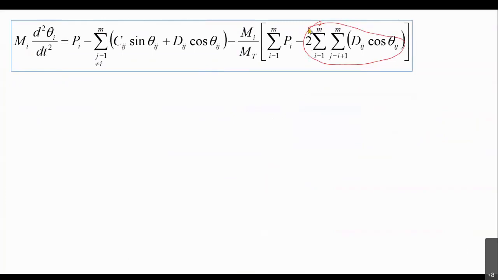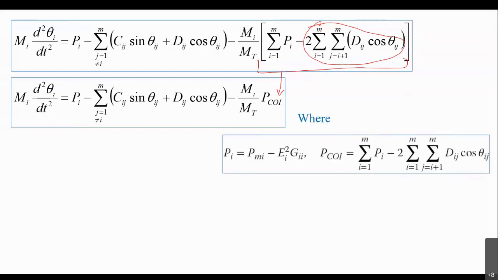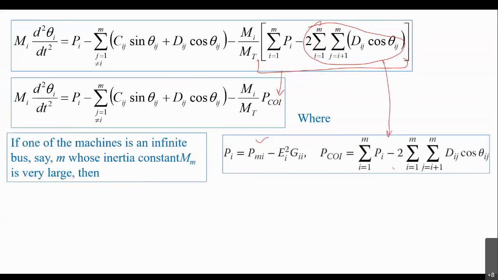So after getting this expression, we'll put this whole term as a constant term, that is known as PCOI. COI is center of inertia. It is a power term, so we are representing it as PCOI. Where Pi is equal to Pmi minus Ei square Gii, and PCOI is nothing but this term, right?